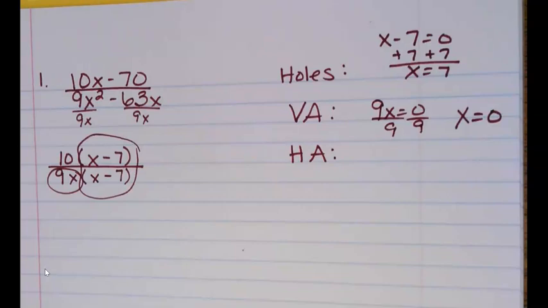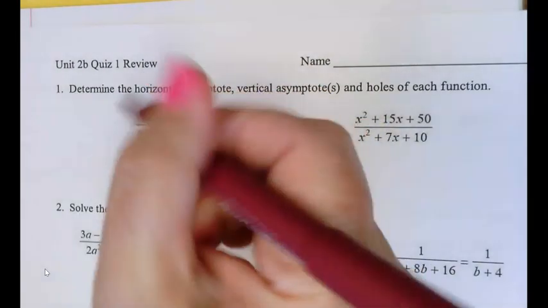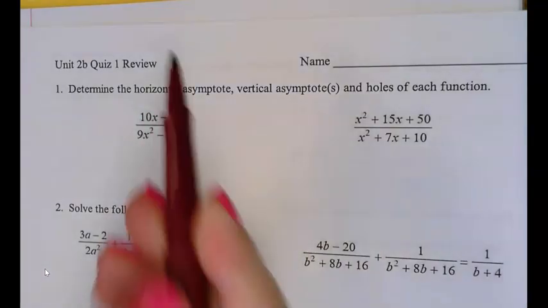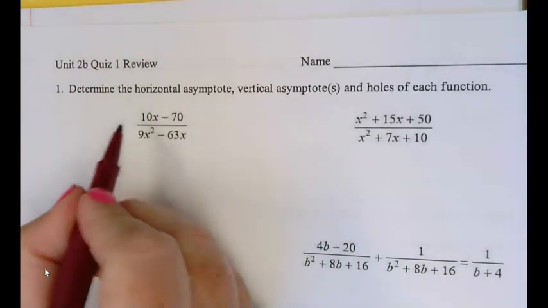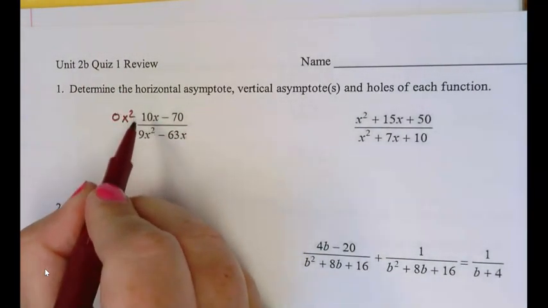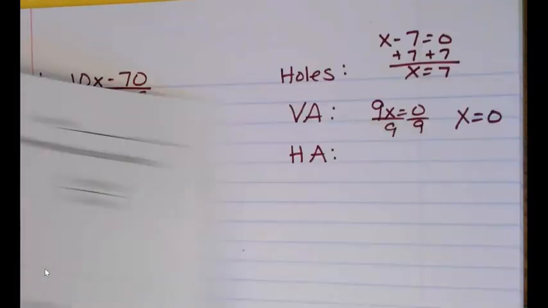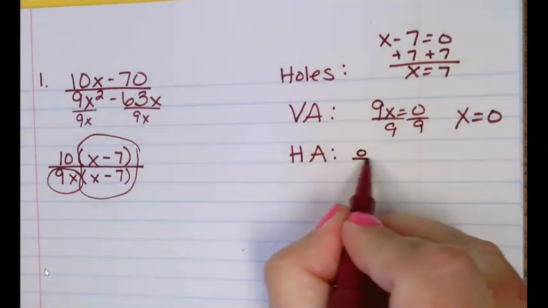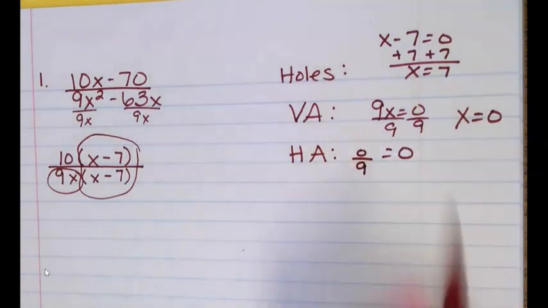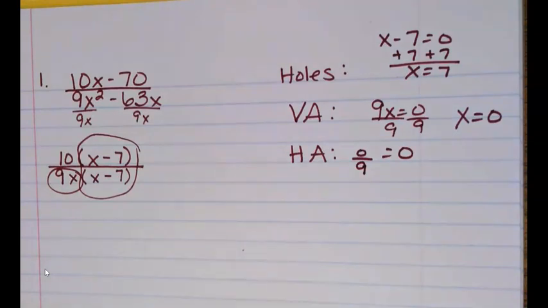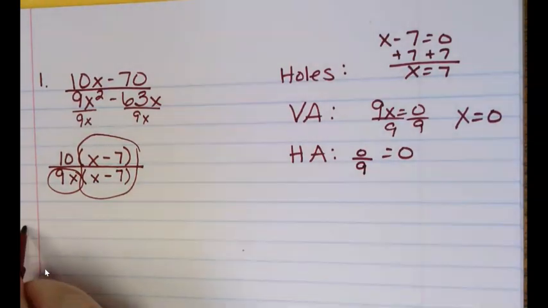Okay. Horizontal, we go back to the original problem. We don't have the same degree on top, so we make one here. So now we have the same degree. It is 0 divided by 9, which is 0. Okay, let's try this again with number 2.